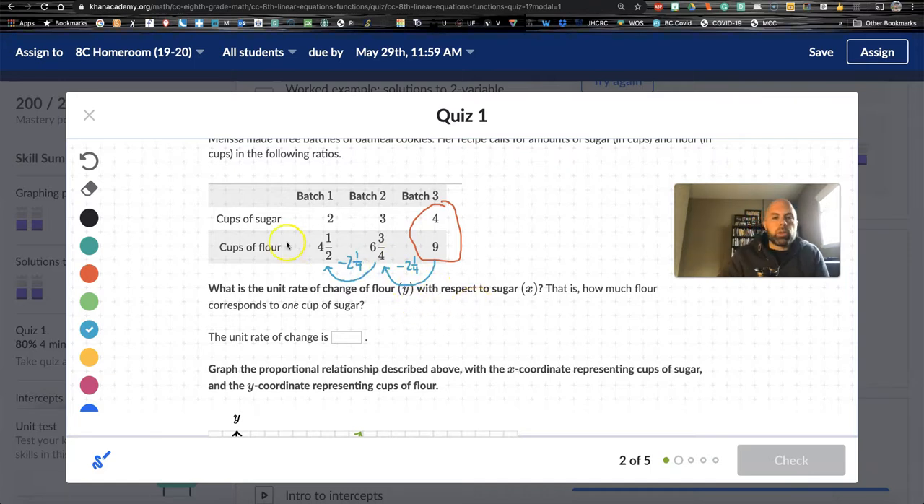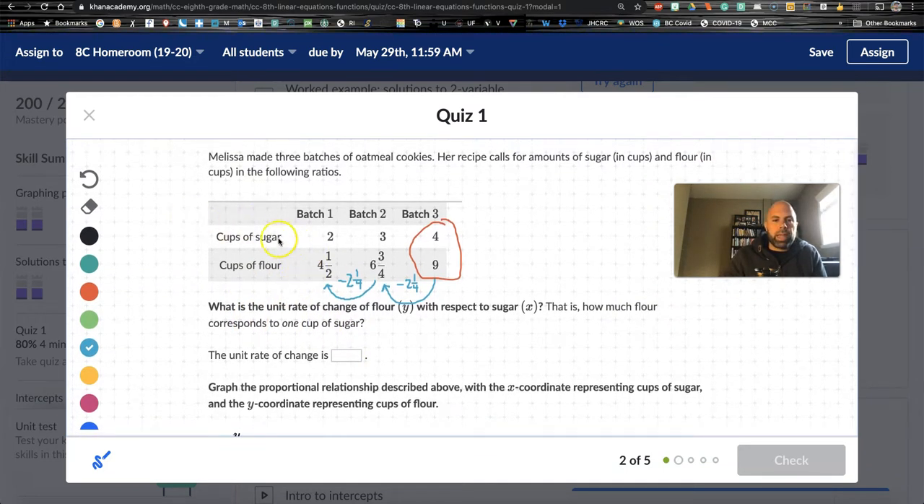Okay, so they are asking, how much flour corresponds to 1 cup of sugar? So if I had 1 cup of sugar, the question is, how much flour would be right here? Well, I would just subtract 2 1/4 again.